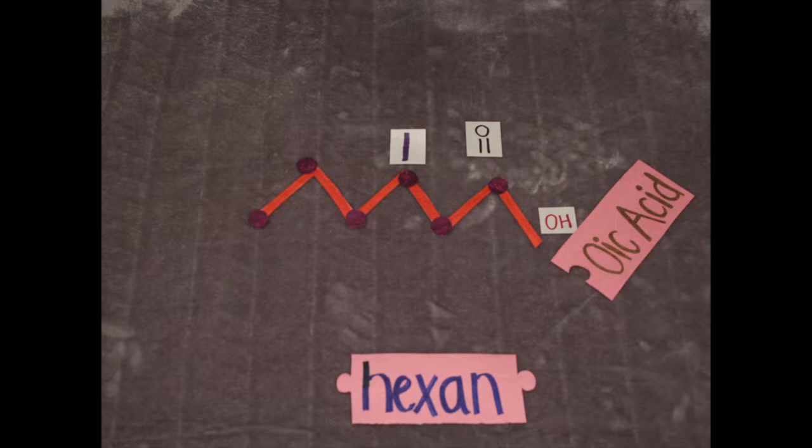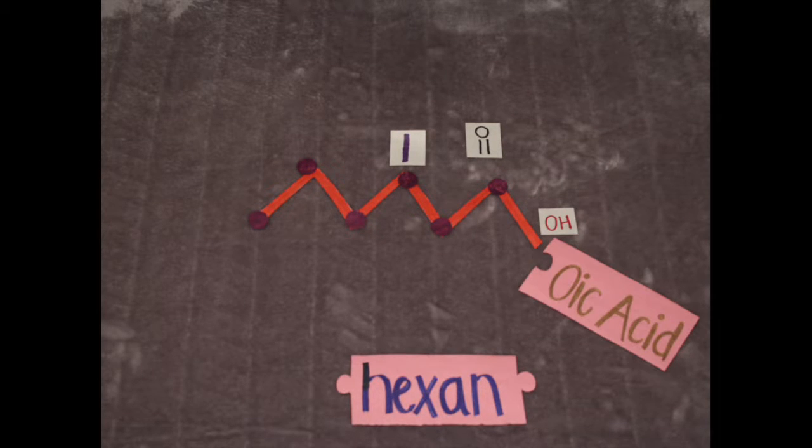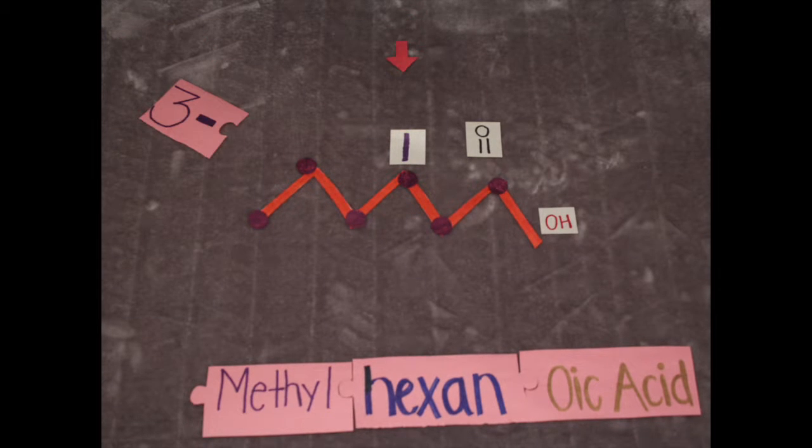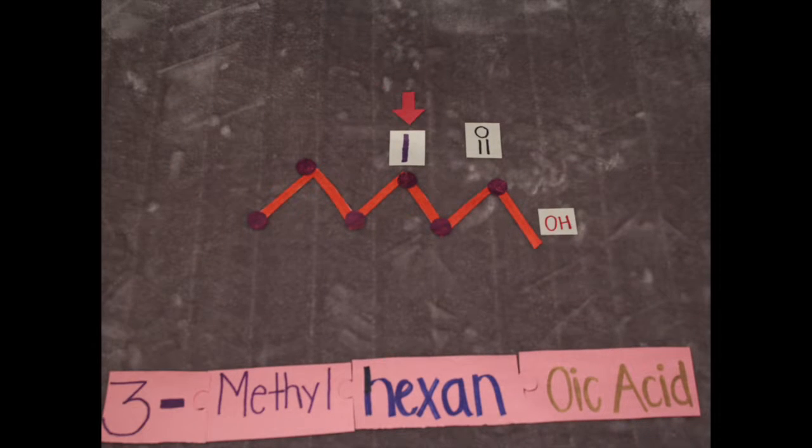Oic acid comes from it having a carboxyl functional group. And last but not least, the 3-methyl comes from the methyl group branching off the third carbon. And altogether, the IUPAC name is 3-methyl-hexane-oic acid.